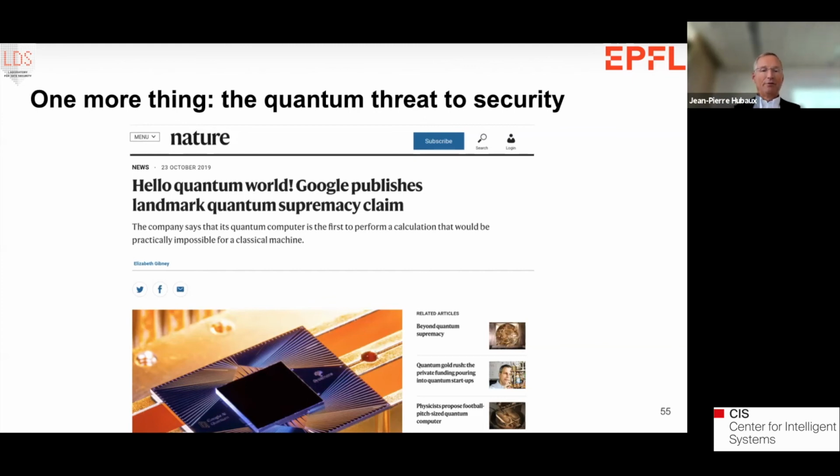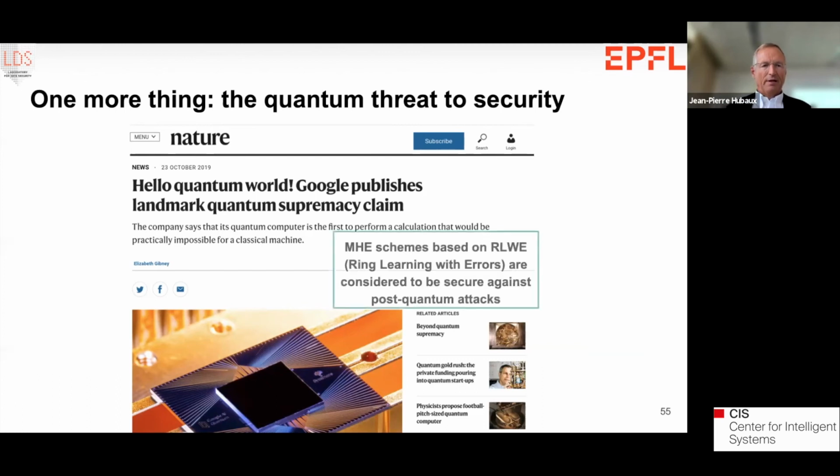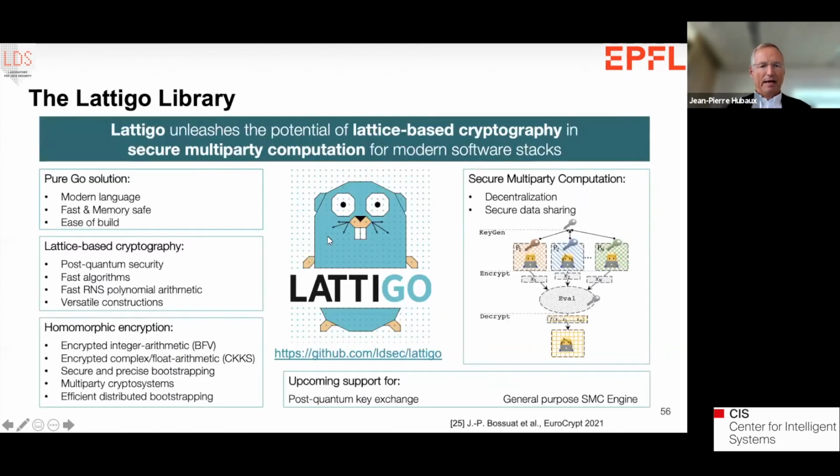So, which means the threat has to be taken seriously. For this, we have actually developed a library called the Lattigo library. Why is it called Lattigo? It's lattice-based in the Go language, right?